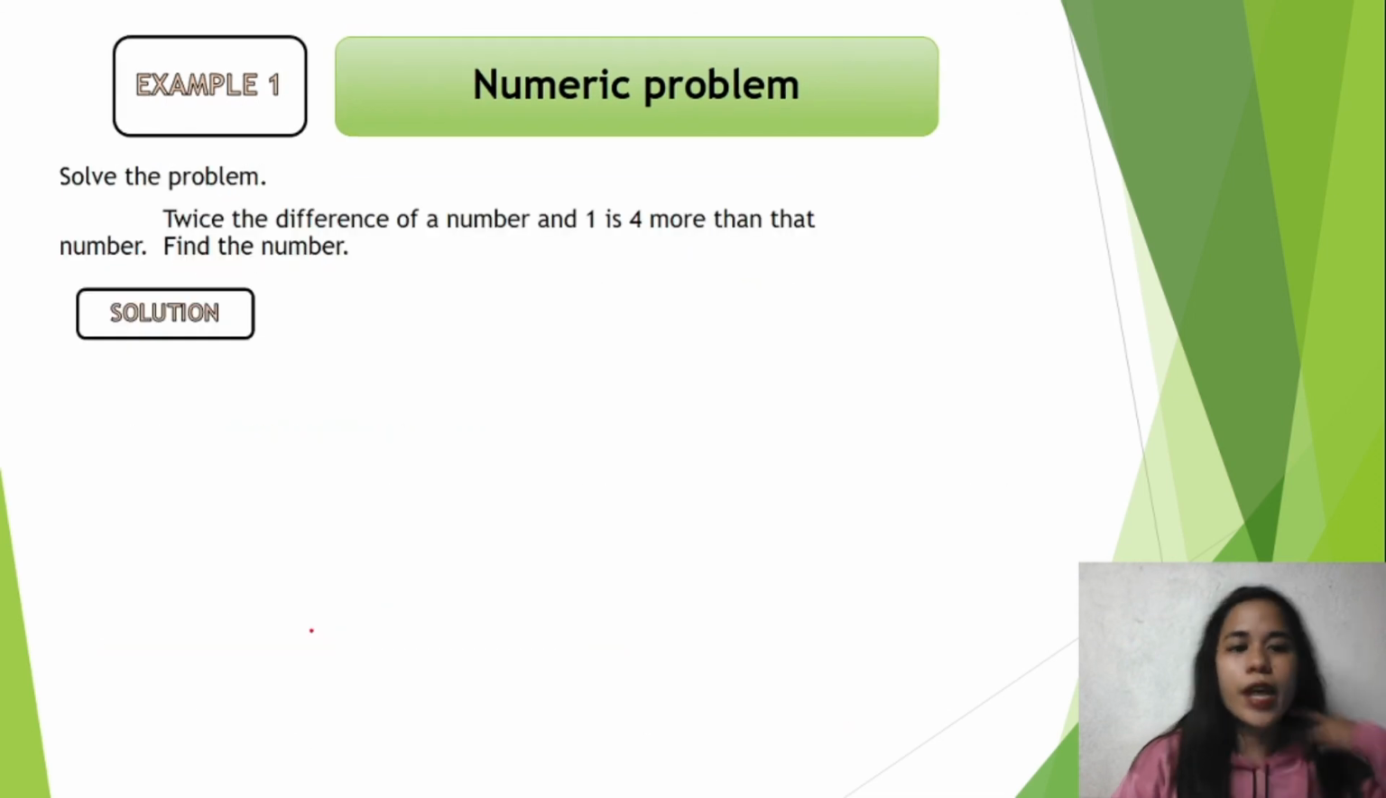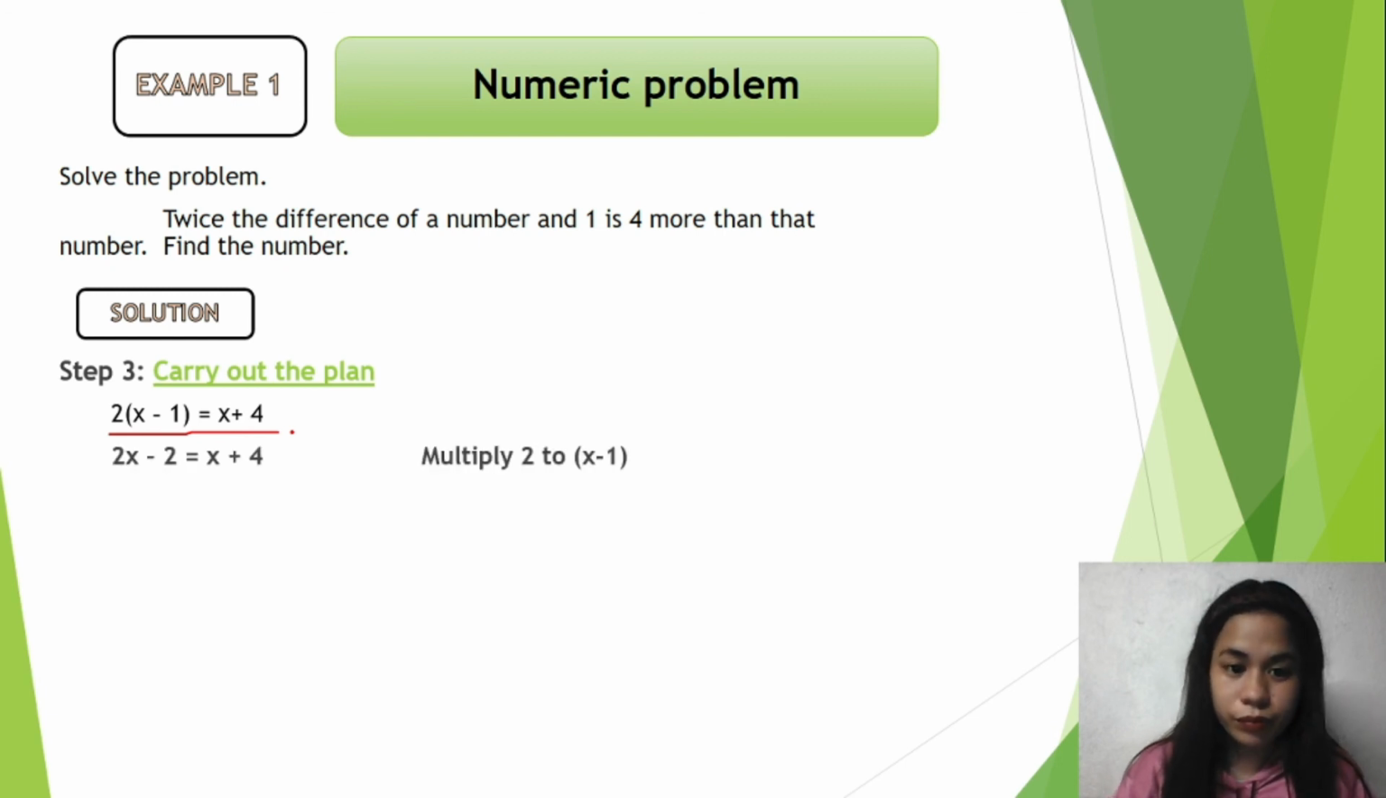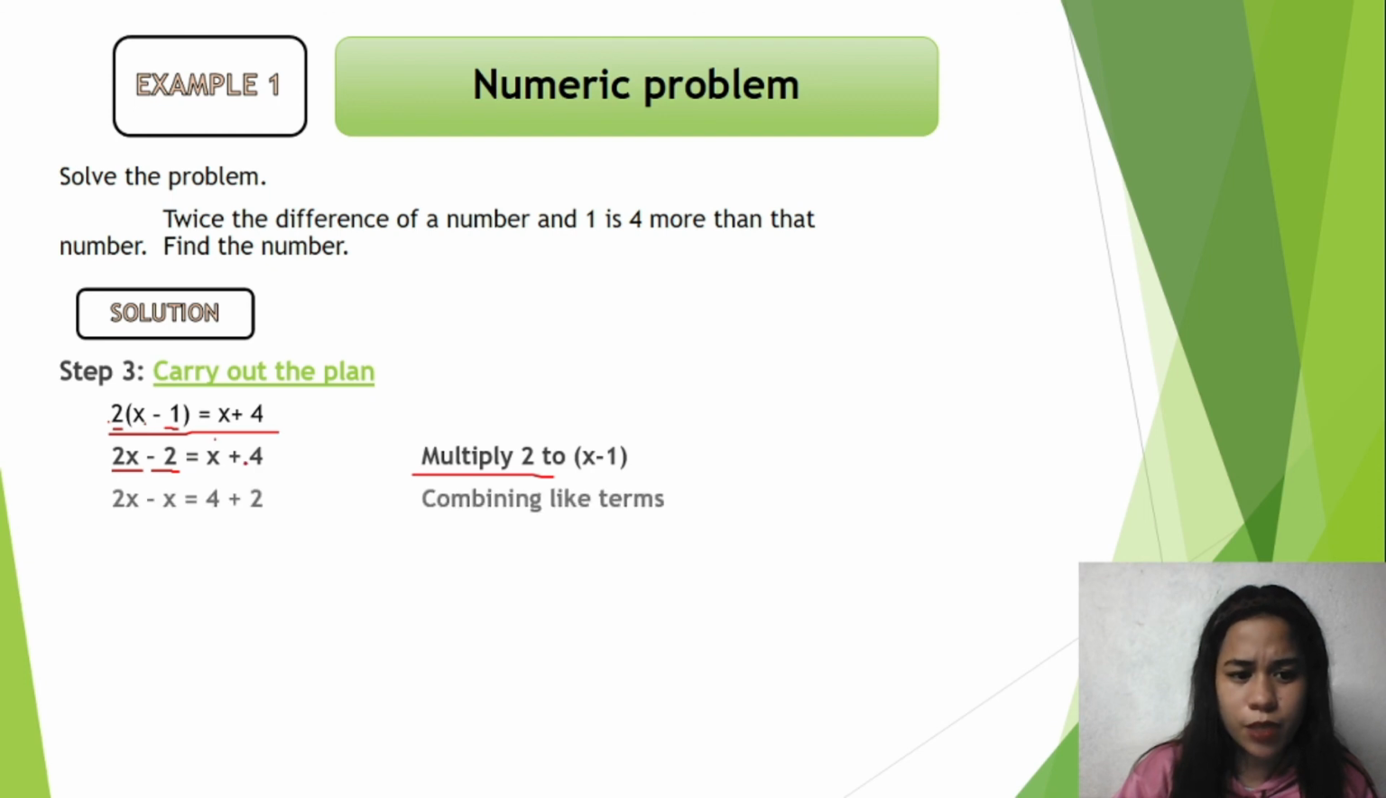Okay. So next is carry out the plan. So dito, kailangan na natin ipakita yung solution natin. So we have here 2 times x minus 1 is equal to x plus 4. So ito yung dinevise natin kanina. This is our mathematical equation. Okay, so you need to multiply 2 to x minus 1. So just distribute 2 to x minus 1. So 2 times x, we have 2x. 2 times negative 1, we have negative 2. So equals x plus 4. So you just copy x plus 4.